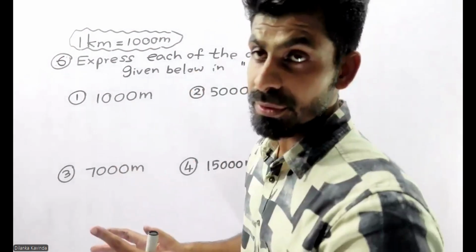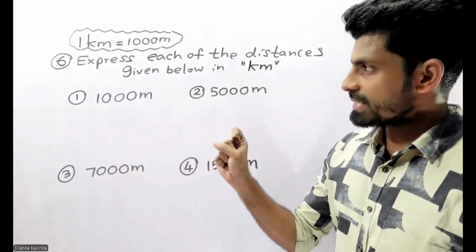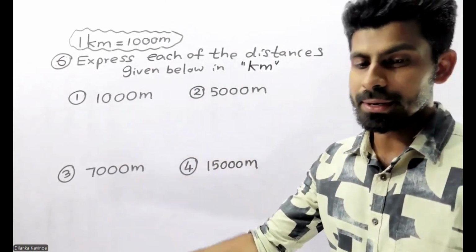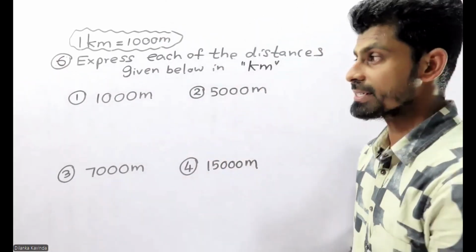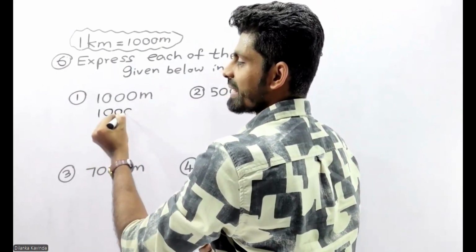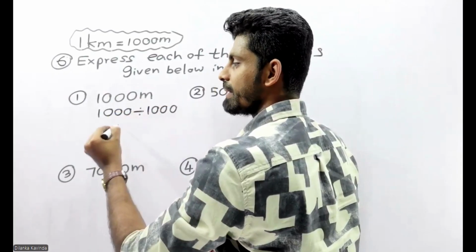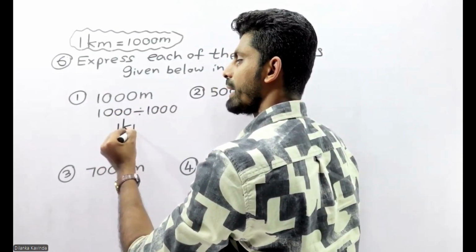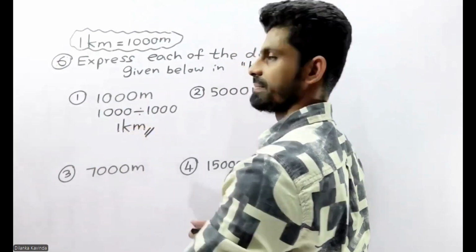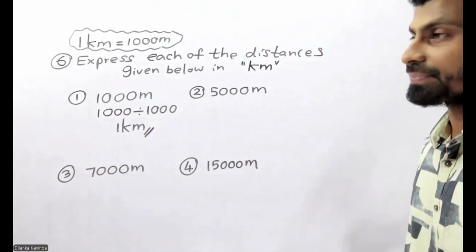Right. Last question, question number 6. Express each of the distances given below in kilometers. 1,000 meters: 1,000 divided by 1,000 means 1. So that means 1 kilometer.